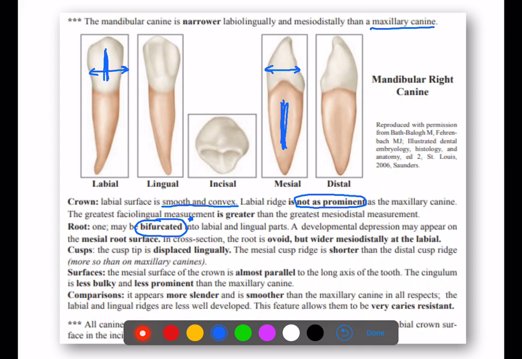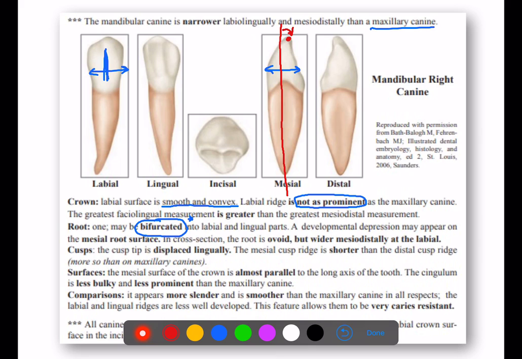And the important point is the cusp tip is displaced lingually. So when you draw a line straight to the axis of the tooth, the cusp tip is present lingual to it. So that is the important point. The cusp tip is displaced lingually in the mandibular canine, but not in the maxillary canine.